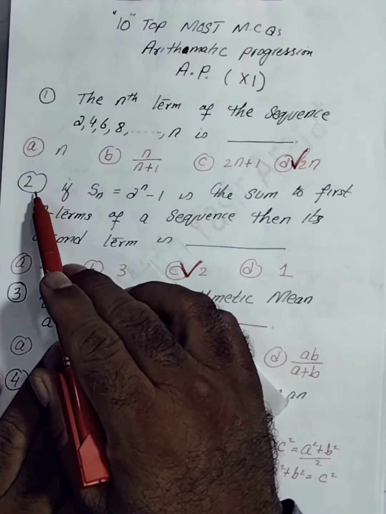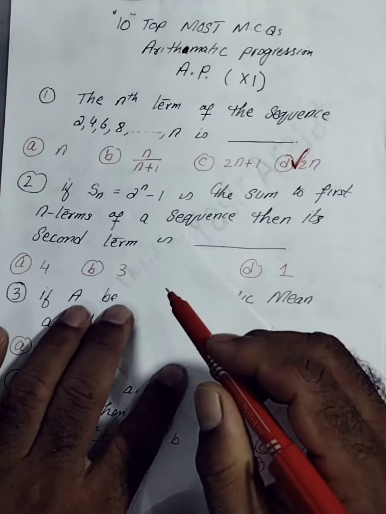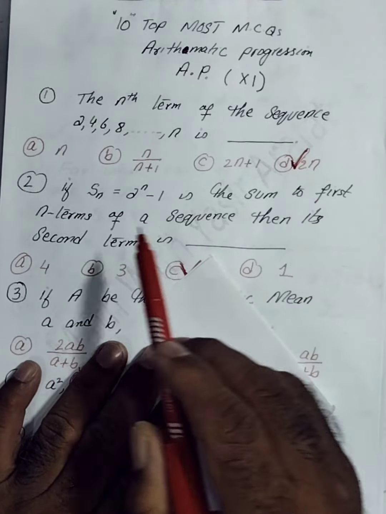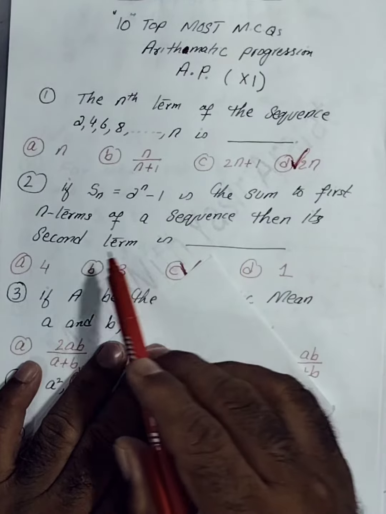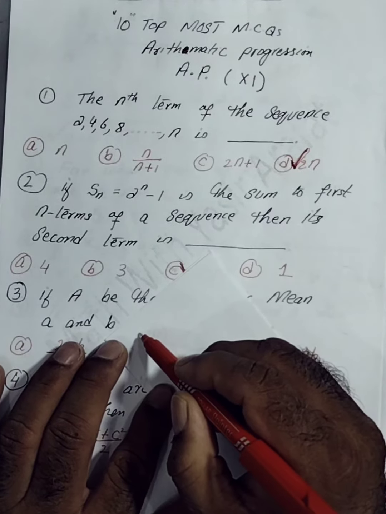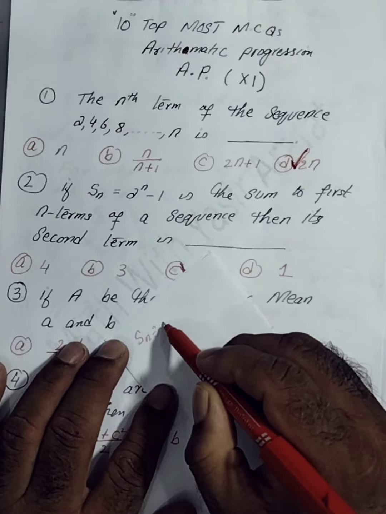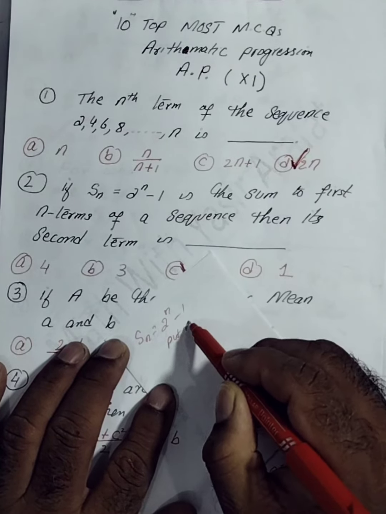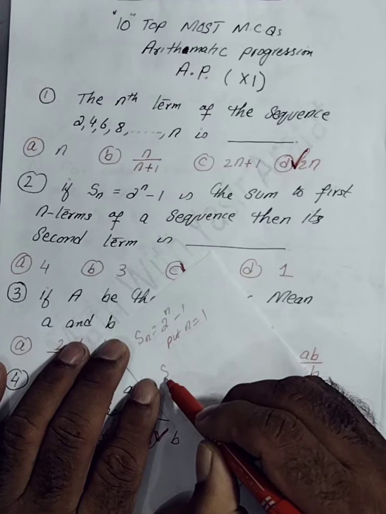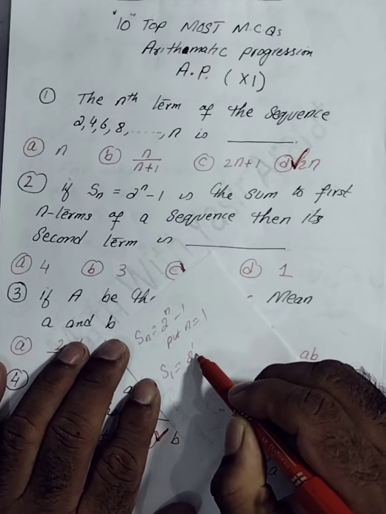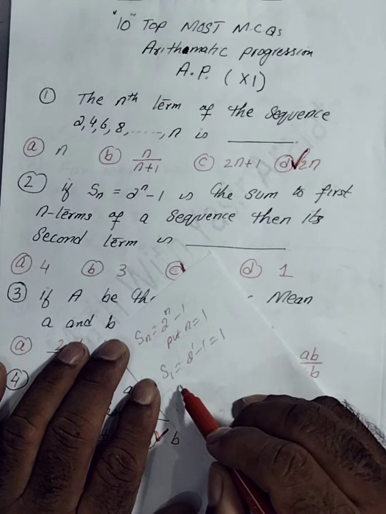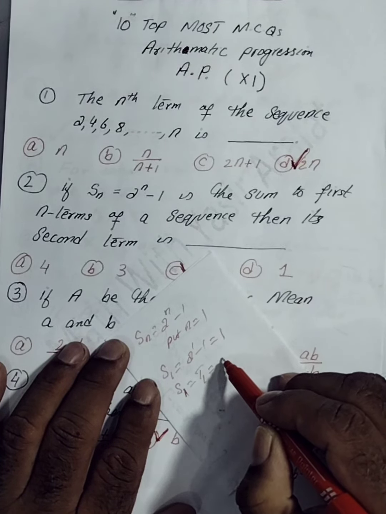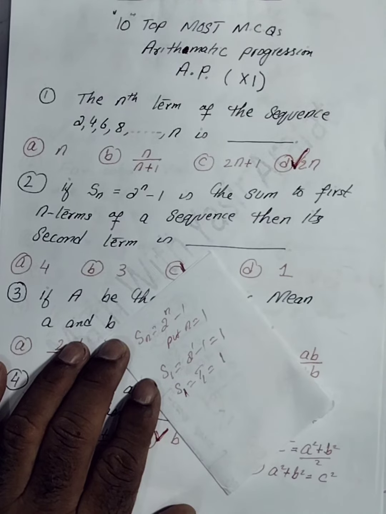Now come to the second MCQ. Sn equals 2 to the power n minus 1 is the sum of the first n terms of a sequence, then its second term is? So here Sn equals 2 to the power n minus 1. We put n equals 1, so this is 2 to the power 1 minus 1, that is equal to 1. S1 means T1, the first term, or a1, it is 1.